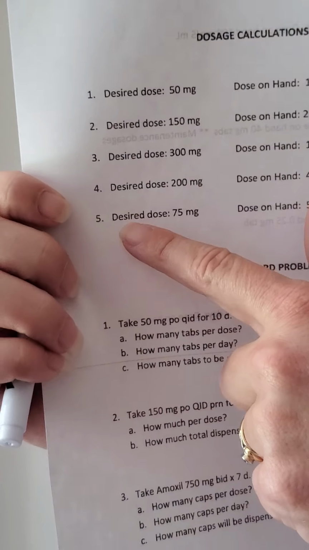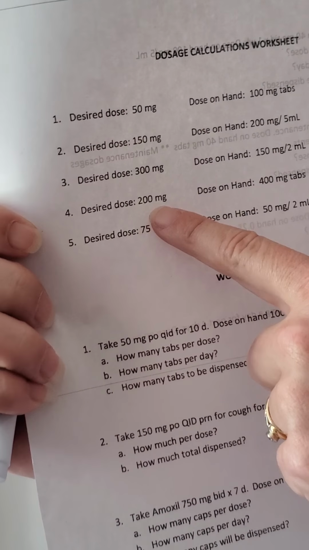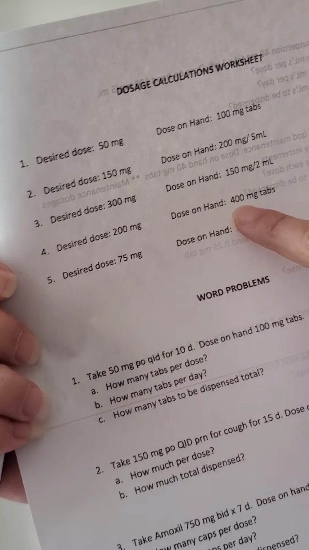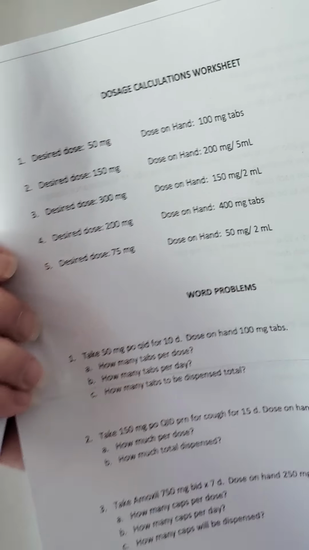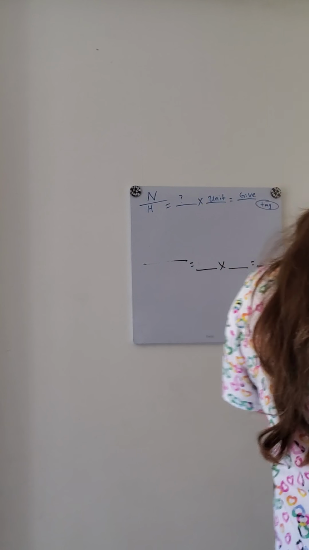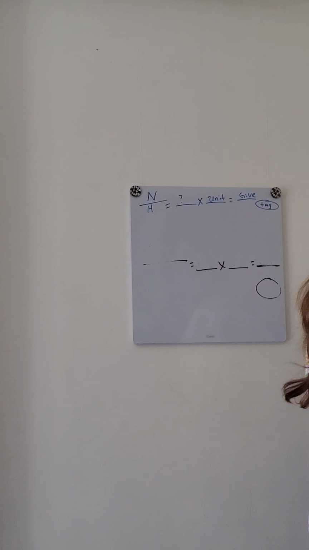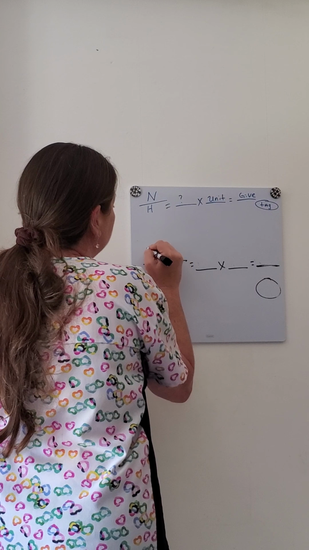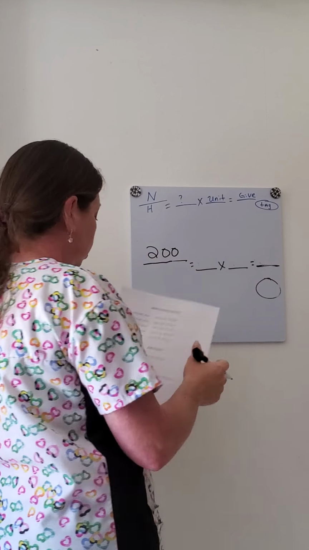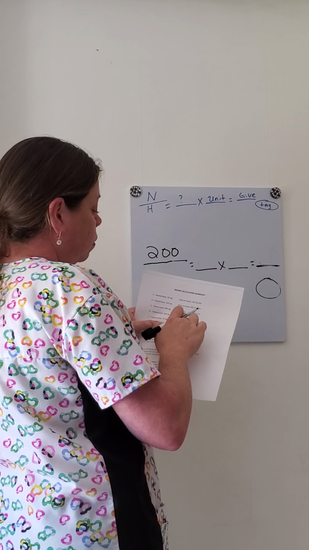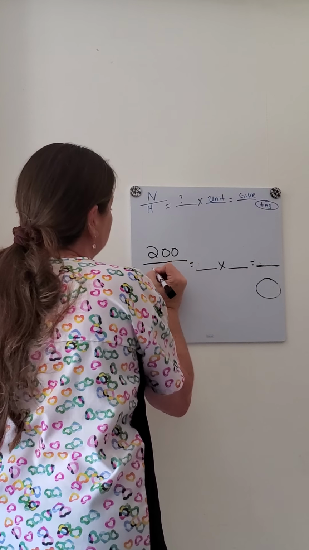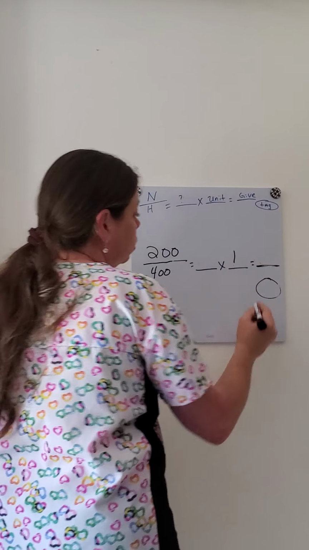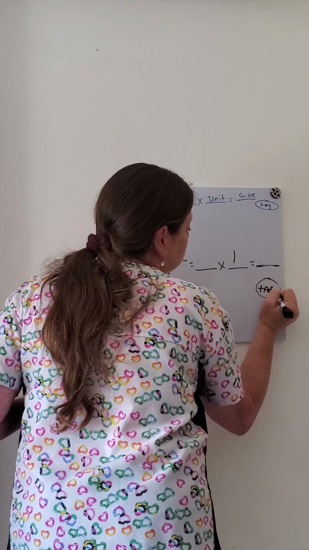Let's see. Desired dose, 200 milligrams. Dose on hand, 400 milligram tablets. Okay. So the doctor ordered 200 milligrams. That's the dose we need. The dose we have, dose on hand, is 400 milligram tablets, which means it's a pill, so your unit is 1 tab. Okay?